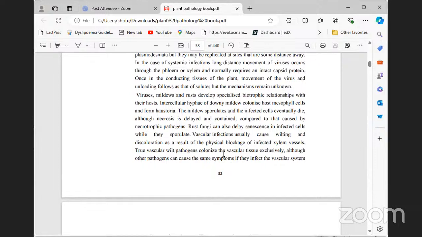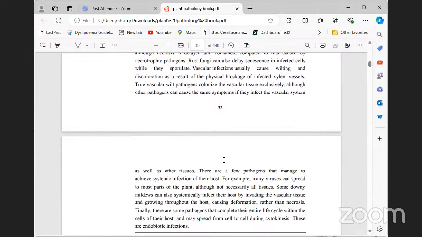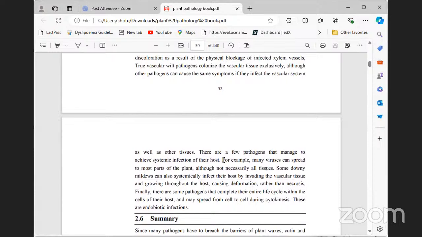Vascular infections usually cause wilting and discoloration as a result of the physical blockage of infected xylem vessels. True vascular wilt pathogens colonize the vascular tissue extensively, although other pathogens can cause the same symptoms if they infect the vascular system as well as other tissues.